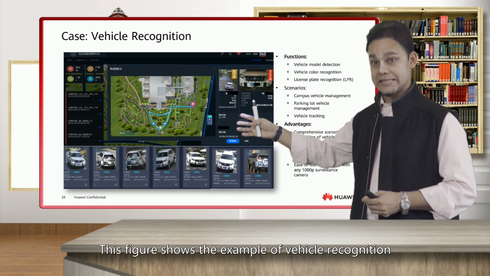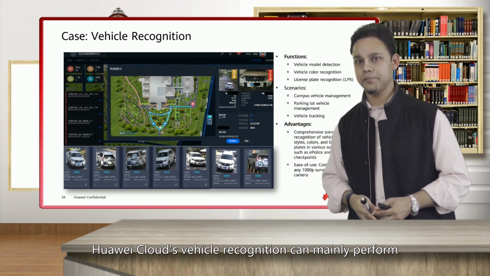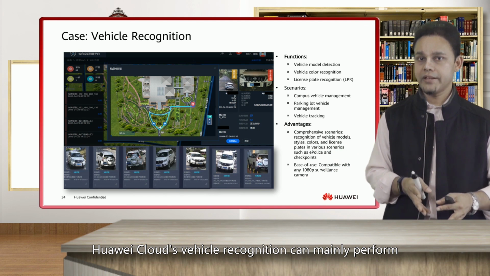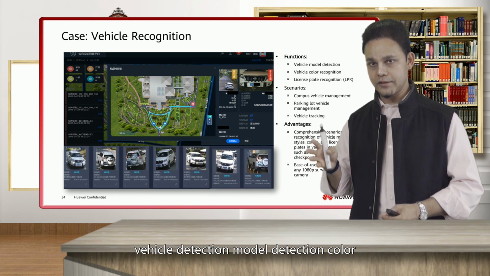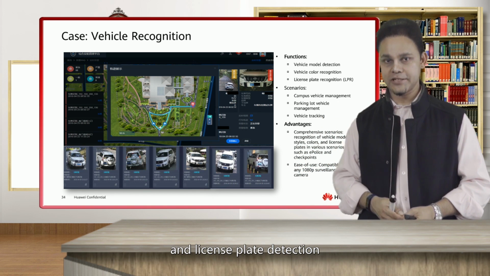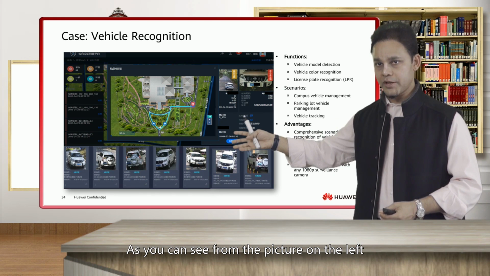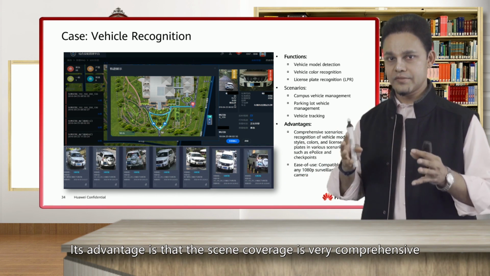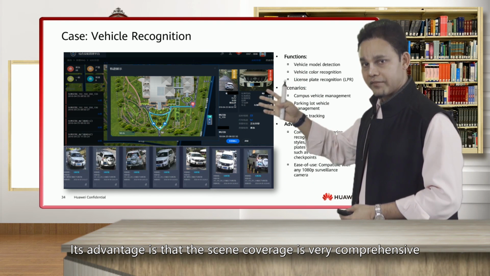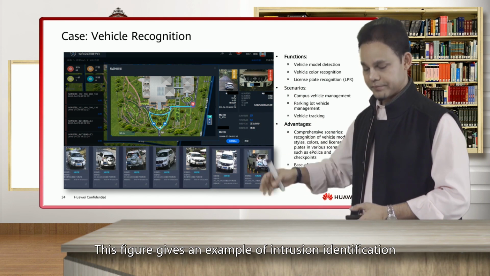This figure shows us an example of vehicle recognition. Huawei Cloud's vehicle recognition can mainly perform vehicle detection, model detection, color, and license plate detection. As you can see from the picture on the left, it can be applied in the parking lot. Its advantage is that the scene coverage is very comprehensive.